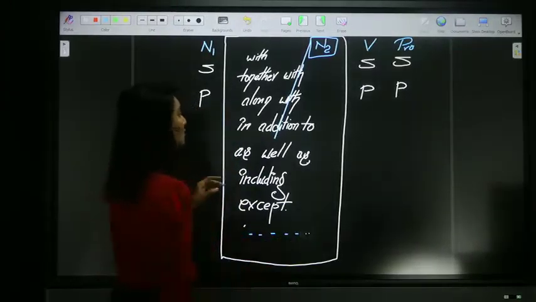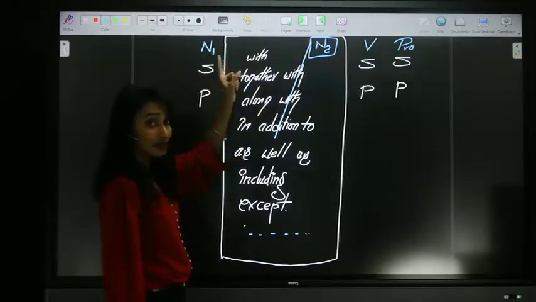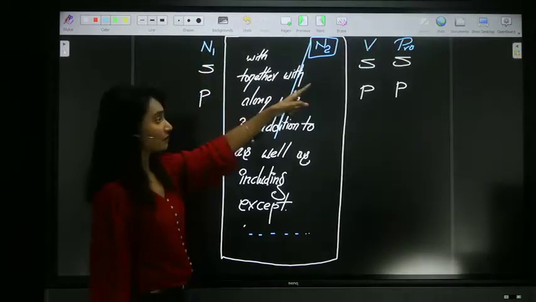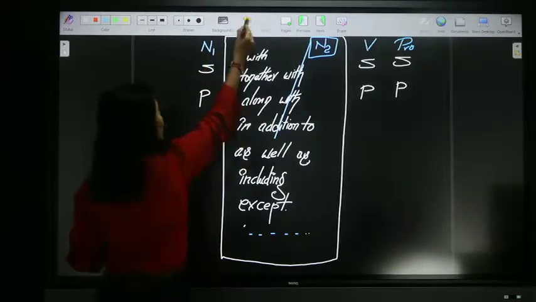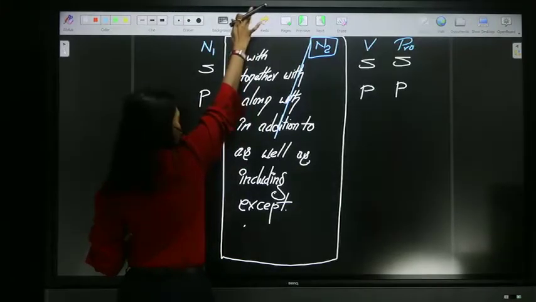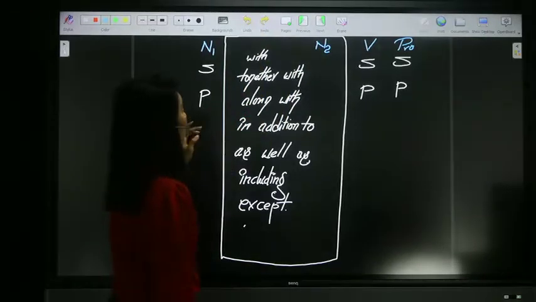Remember the concept. It is followed by singular or plural depending on the first noun. If the first noun is singular, the verb will be singular. If the first noun is plural, the verb will be plural. So that is what we have to remember here. So keep that in mind. And now let's see our given sentence.